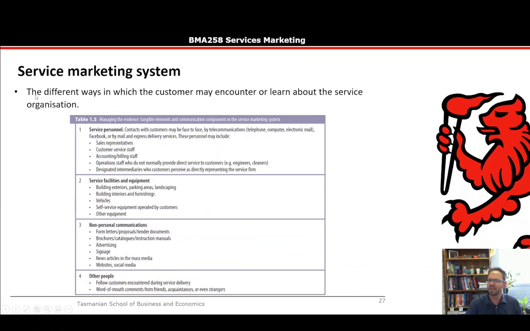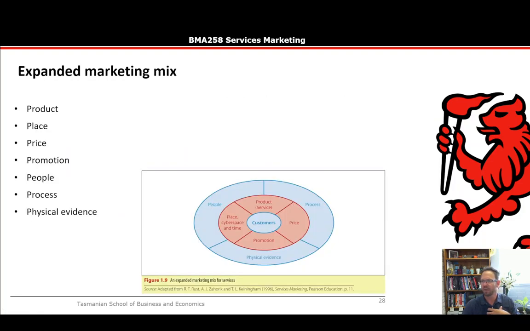Now, services marketing system, so different ways in which the customer may encounter or learn about the service organisation. So we have service personnel, service facilities and equipment, non-personal communications, and other people. All of these things help us to communicate or help us to understand how our customers engage with us. There's a fair bit of detail in there. I don't really have time to go through each of those, but you can do that yourself.